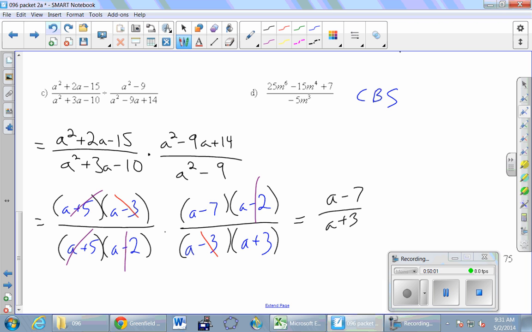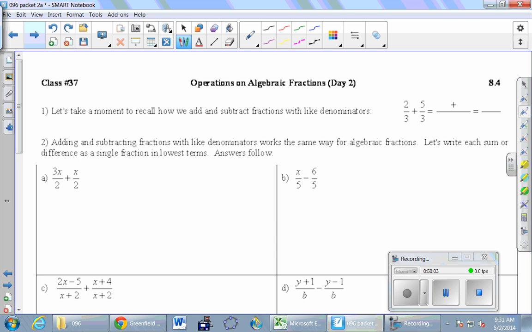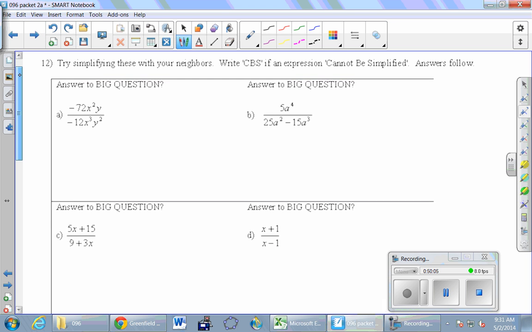All right, next page. There's an answer key, but don't look at it until you've given your best shot. Work with your neighbors. Raise a flag if I can help.